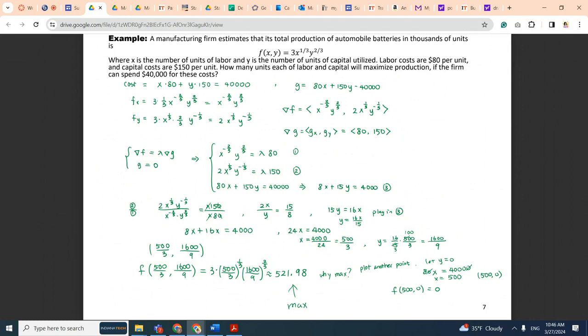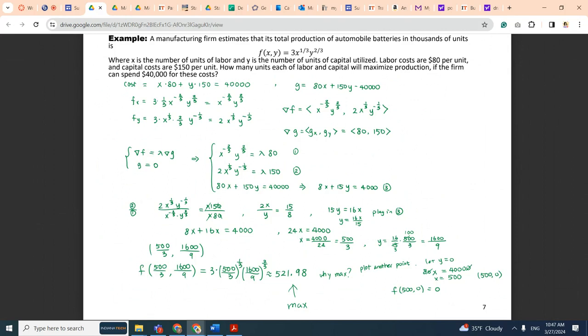And then f_y. Okay, f_y, the 3x, that constant multiple stays here. And then the 2/3 moves in front and y to the negative 1/3. Do you see 3 cancels? We get 2x to the 1/3, y to the negative 1/3. That is the gradient. The g, look at this. Derivative with respect to x, 80. Derivative with respect to y, 150. Okay? And then the system.